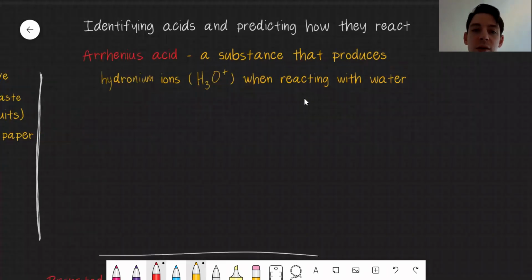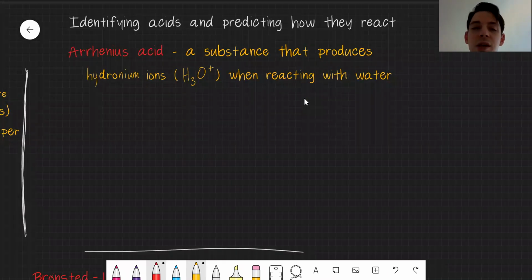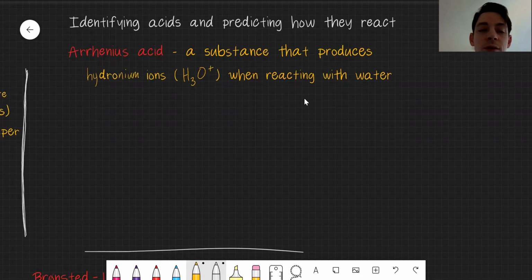So let's look at what it actually means to say that something is acidic, right? I mentioned your stomach is very acidic. Svante Arrhenius, in the late 19th century, came up with a definition that we still use today. An Arrhenius acid is defined as a substance that produces hydronium ions, which are H3O+, when reacting with water. So an acidic environment would be an environment that contains a higher than average amount of H3O+. Okay, what's a higher than average amount?